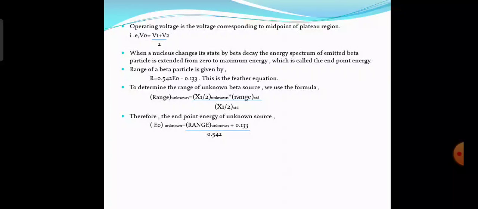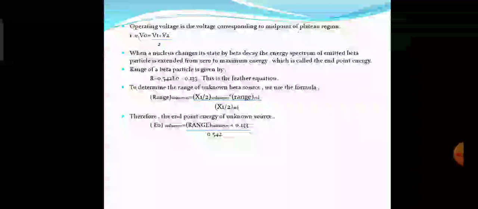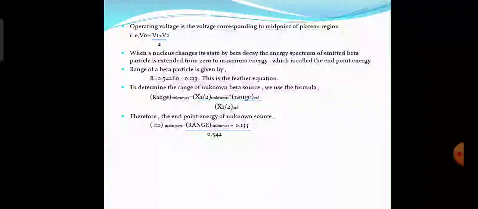And once E0, the endpoint energy, is known for a standard source, we can determine the range of the beta source. That is, to determine the range of unknown beta source, we use the formula: range of unknown equals x half of unknown times range of standard source divided by x half of standard source, where the x half value of unknown and standard is measured from the graph which is plotted with count per second along the y-axis and thickness along the x-axis.